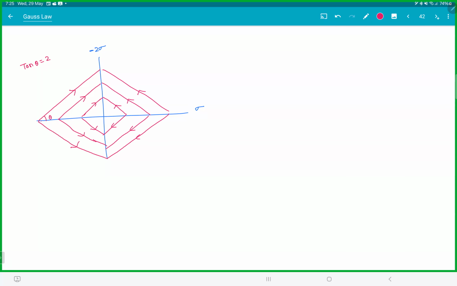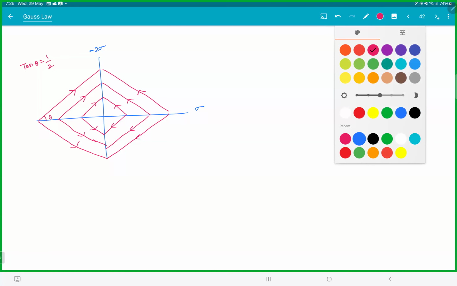You're getting how it is? Tan theta is half or 2? Half. I took tan theta with the x-axis. Now these are the field lines.